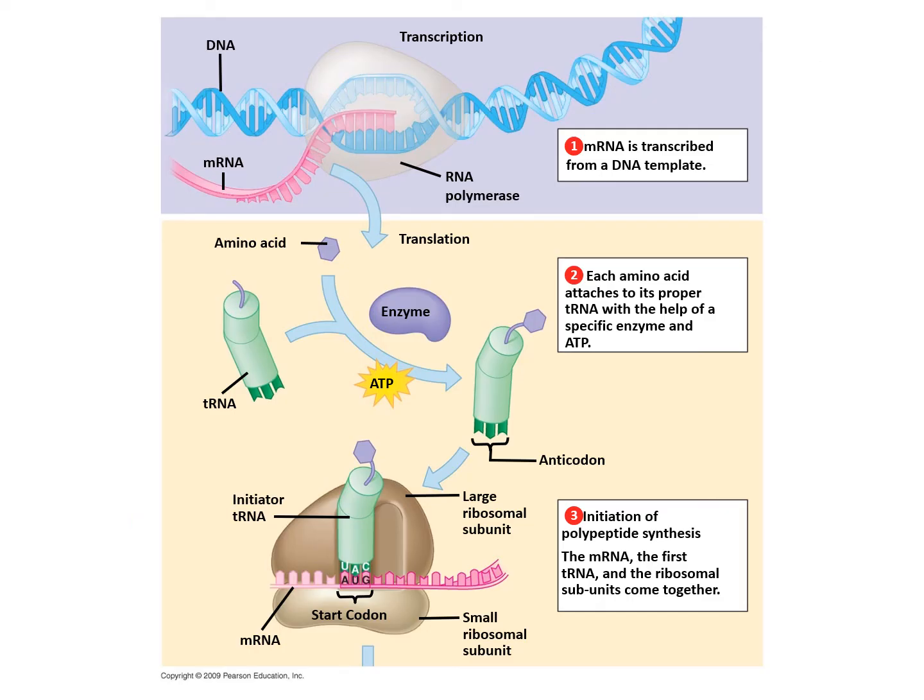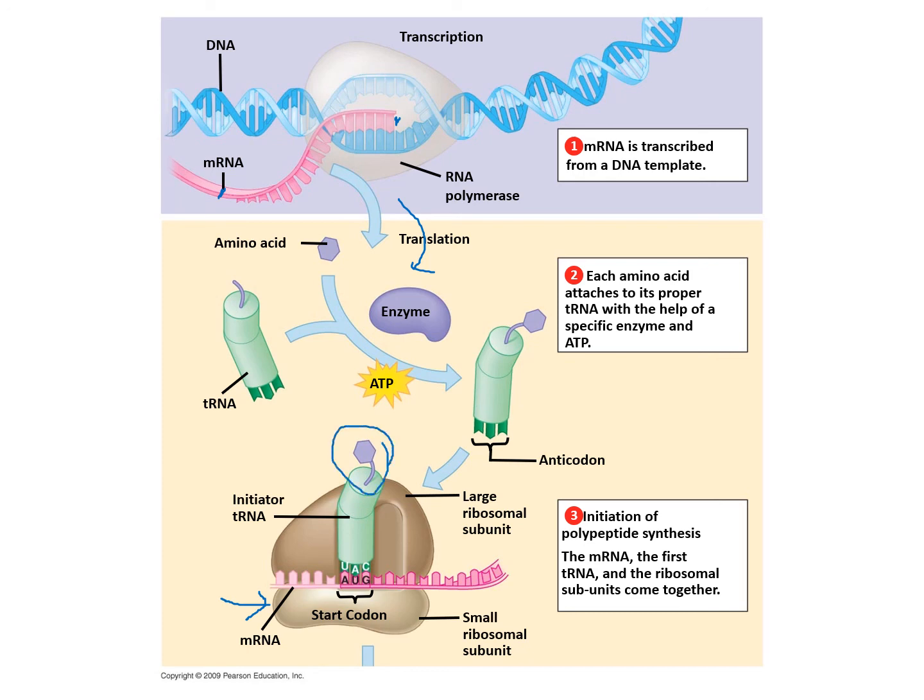So in review, we have transcription. The DNA is transcribed into an RNA strand. The mRNA has some introns snipped out. The exons are put together. There's a cap put on it, a tail put on it, and then it leaves the nucleus. It joins with the small ribosome down here, and the first tRNA comes and joins into the P site after the large subunit joins.